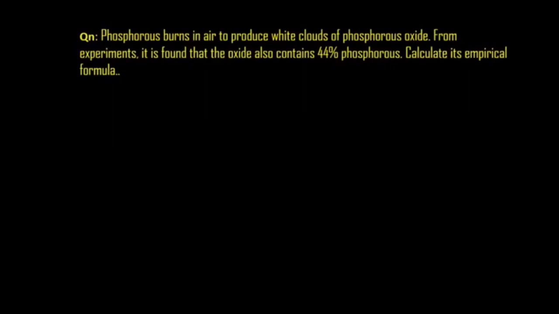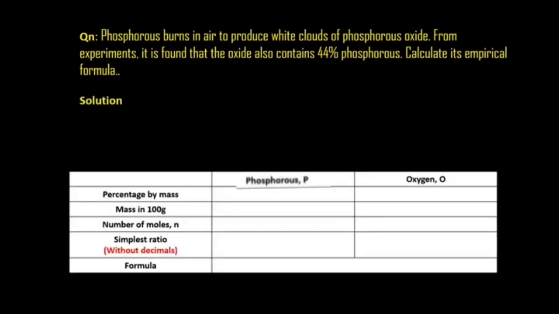From experiments, it is found that the oxide contains 44% phosphorus. Calculate the empirical formula. What we will do is the same as we did before. We've been given that we have, by percentage of mass, 44% phosphorus. So to find the mass of oxygen by percentage, it will be 100 minus 44, giving us 56% by mass. In a 100-gram sample, it will be 44 over 100 times 100 grams. This will give us 44 grams. And in a 100-gram sample, 56% of 100 will give us 56 grams.